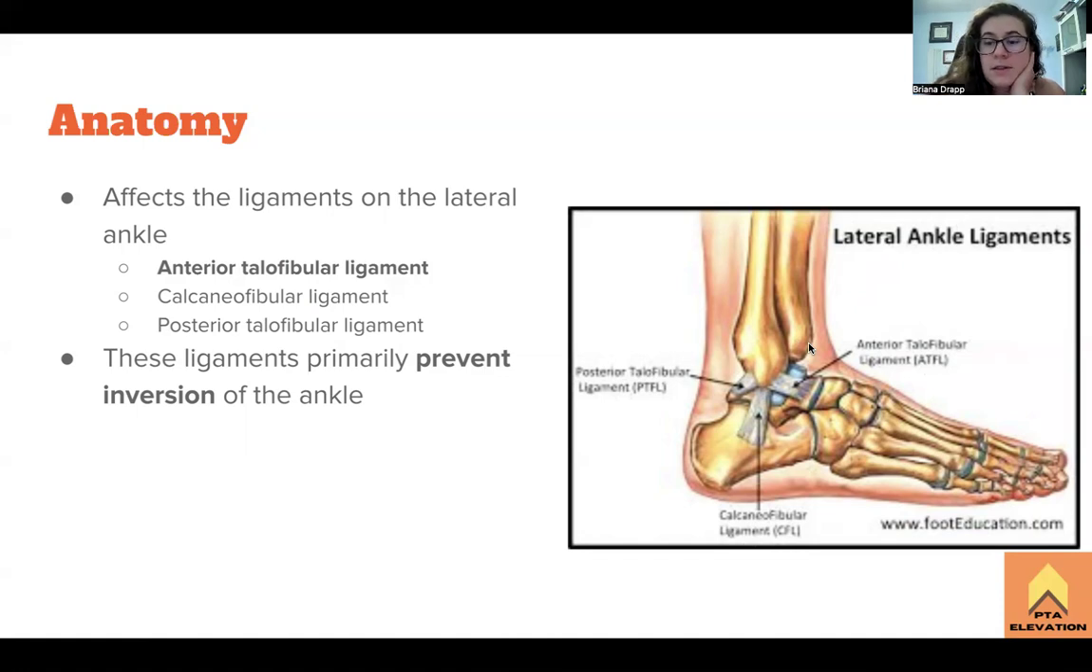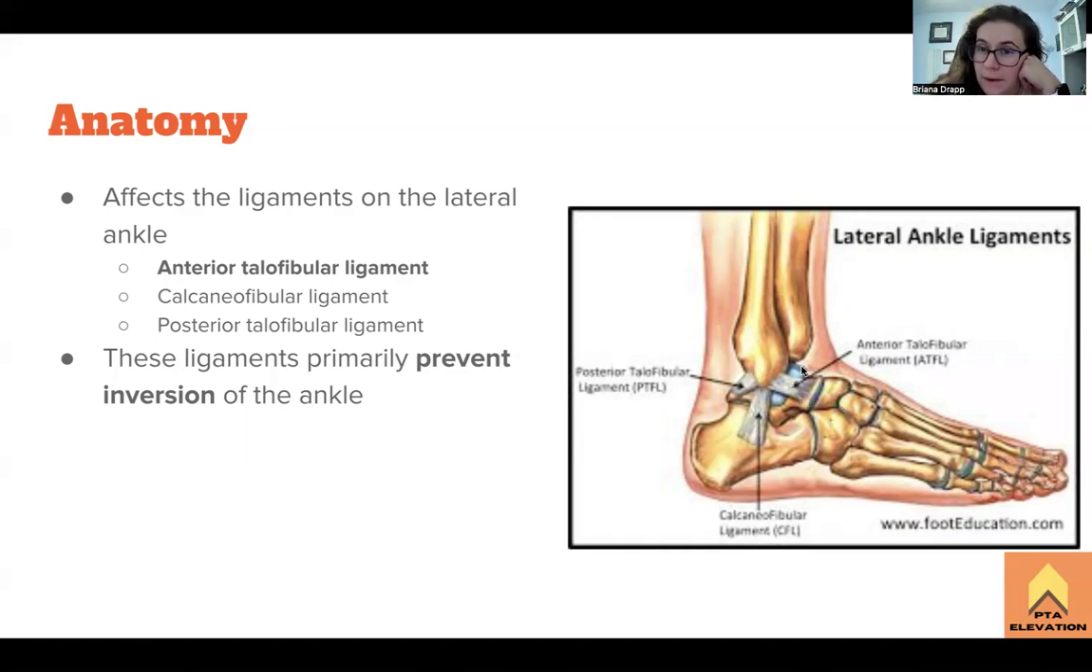Talofibular ligament. It's called talofibular ligament because talo for the talus. The ligament will attach from the anterior part of the distal fibula, which is going to be the lateral malleolus, to the anterior part of the talus. So therefore, that makes sense why that's what it's called.